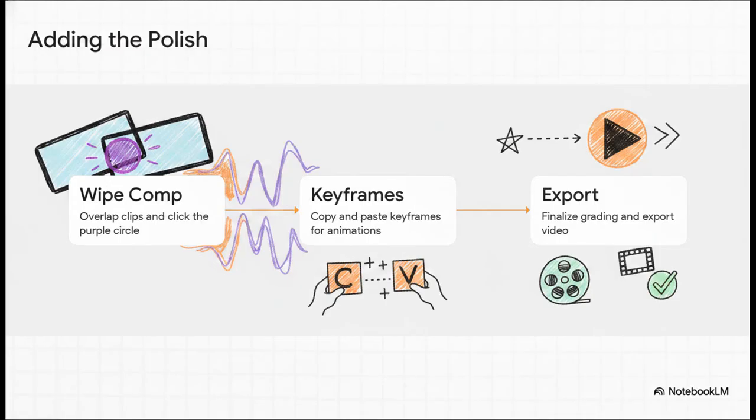As a final touch, let's smoothly connect our clips. If you just slightly overlap two video clips on the timeline, this little purple circle pops up. Clicking that instantly creates what's known as a wipe composition, basically a totally seamless transition from one clip to the next. And if you want to add some animation, like making a logo slide across the screen, you use keyframes. The beauty of this is pure efficiency. Our sources highlight that you can easily copy and paste these keyframes using good old Ctrl-C and Ctrl-V, applying the exact same smooth animation to totally different clips in seconds.